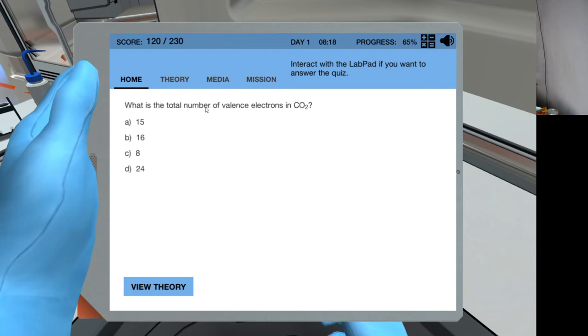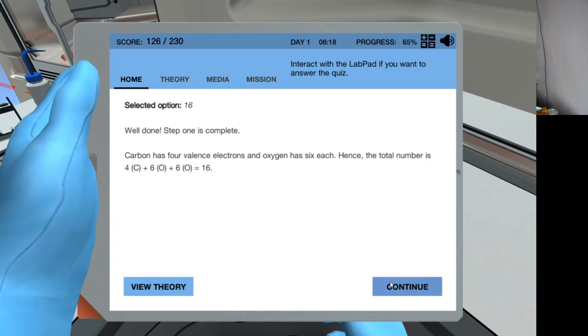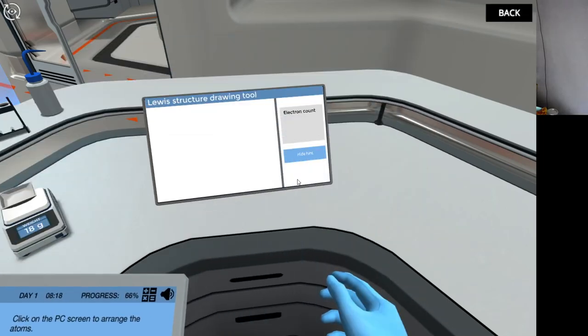What is the total number of valence electrons in carbon dioxide? 16. Step 1 is complete. Carbon has 4 valence electrons and oxygen has 6 each. Click on the PC screen to arrange the atoms.